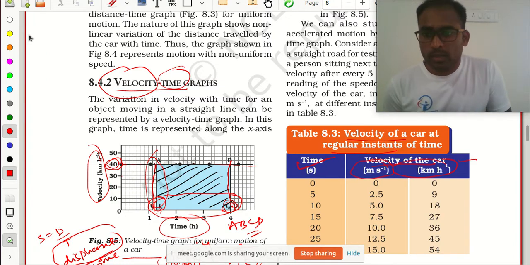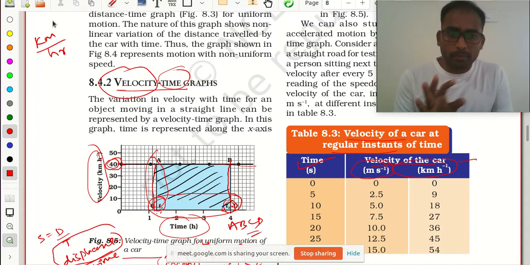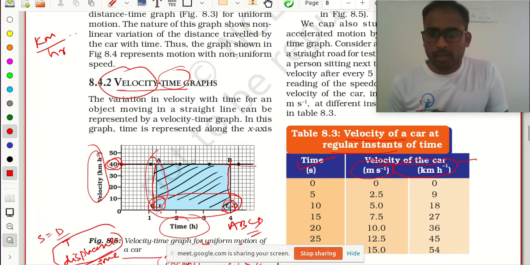Again I will tell you. Kilometer per hour I need to convert into meter per second. So 1 kilometer is how many meters?